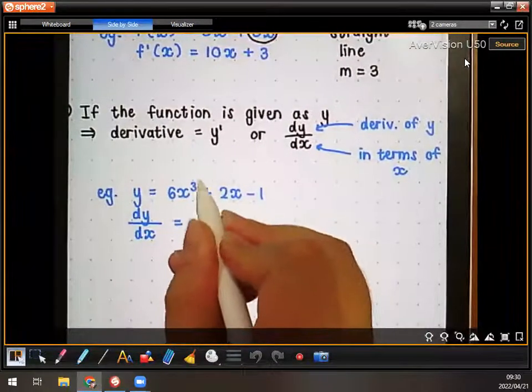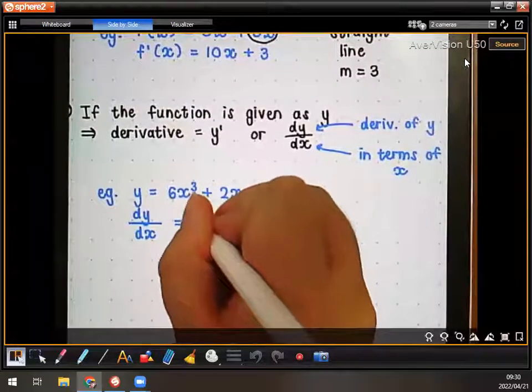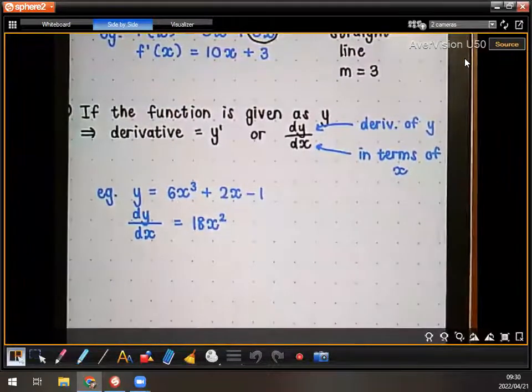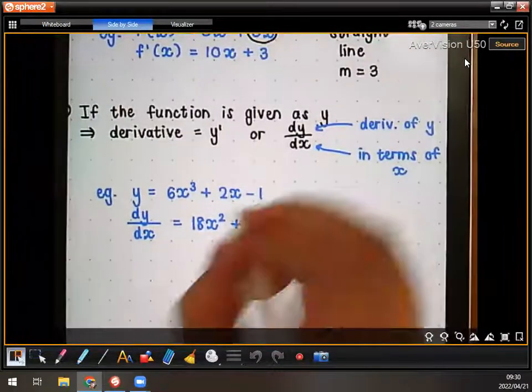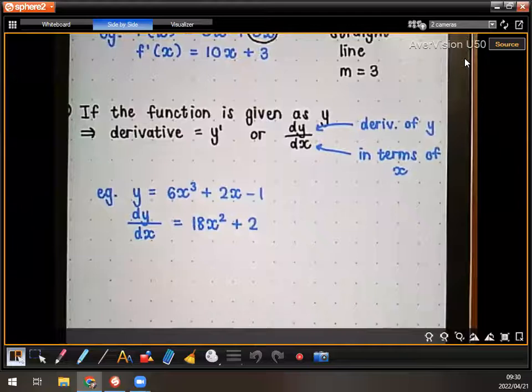So now we're going to say 3 times 6 is 18 and x to the 2. It was 3 and the derivative is 2, 1 less. Plus the derivative of 2x is just 2. And the derivative of a constant term is just 0. You don't have to write the 0, you can just leave it out.